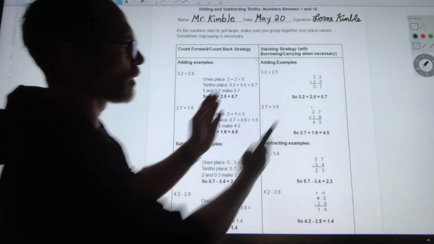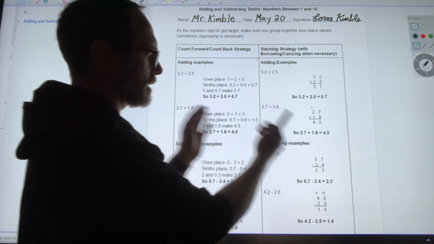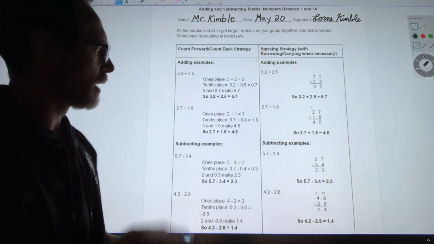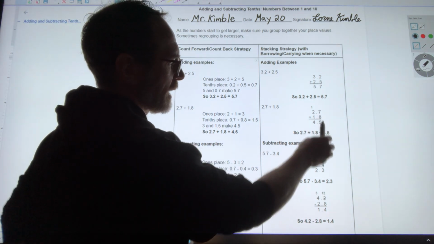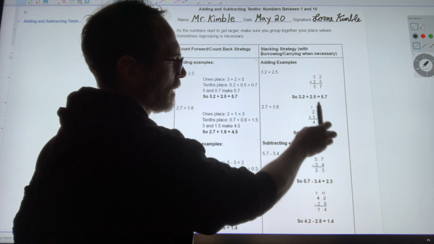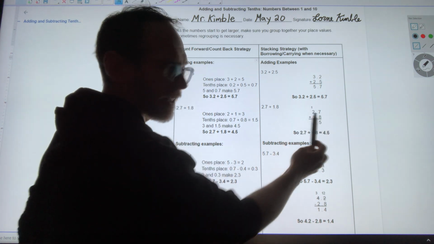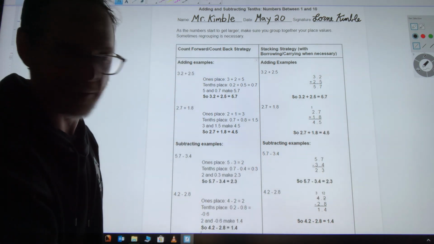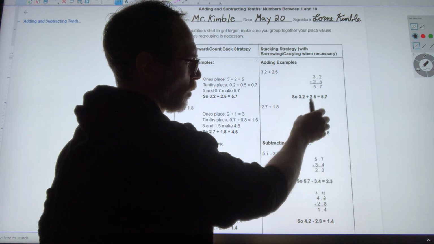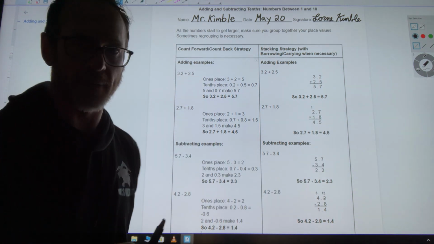Sometimes you have to do some carrying. For 2.5 plus 1.8, I would be more likely to use this strategy than the other one. So you can use both, depending on how the questions work. For this one here, you'll see that everything's nicely stacked up. I have 7 and 8, which is 15. I would carry the 1 over to the ones place. This means 15 tenths, right? 1.5. So now we put that 1 in the ones place where it belongs. 1 plus 2 is 3, and 3 plus 1 is 4, so my answer is 4.5.